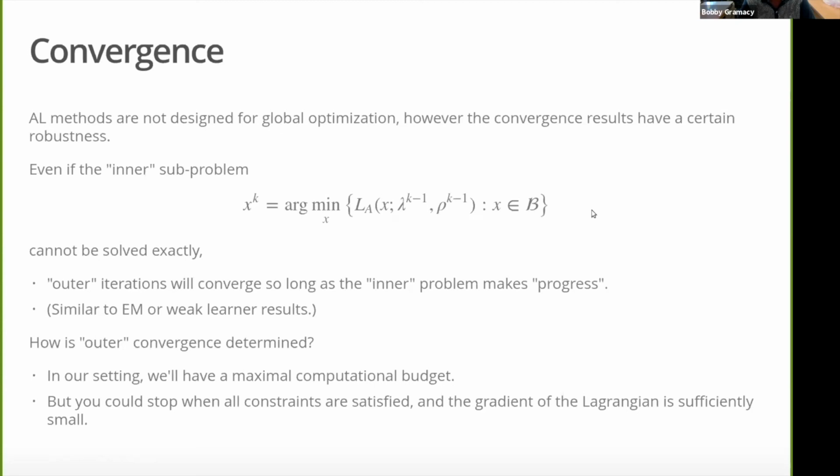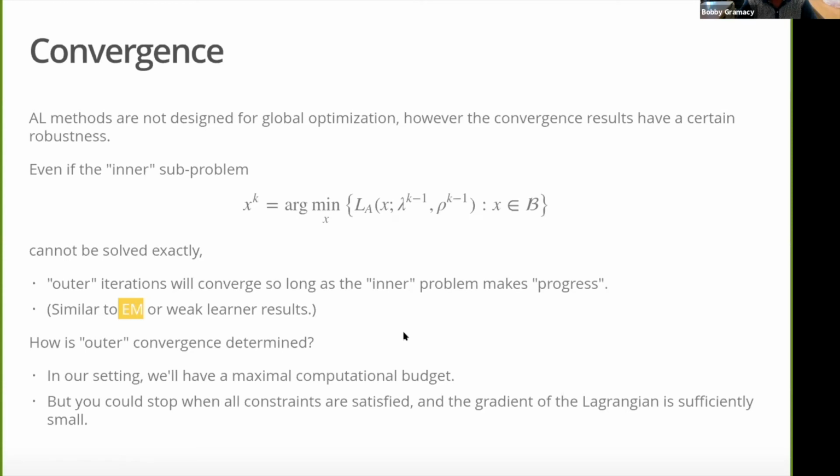Upsides are that you don't need to solve the inner subproblem exactly. In fact, as long as you can guarantee that you make some progress on the subproblem, you can show that the algorithm will converge. So it's robust in that sense. There are a lot of examples in the optimization literature like that. In statistics, we like to talk about the EM algorithm being like that. The EM algorithm is an optimization algorithm where you don't need to solve it exactly in order to prove that it will eventually end up in the right place. The augmented Lagrangian is like that. As long as you can make a little bit of progress in each inner problem, you will eventually converge.